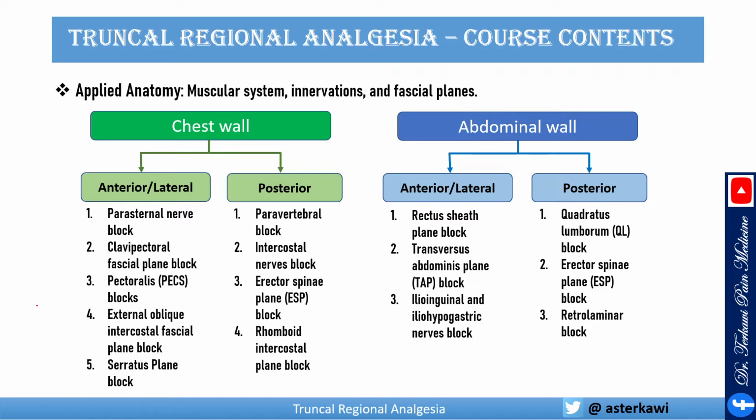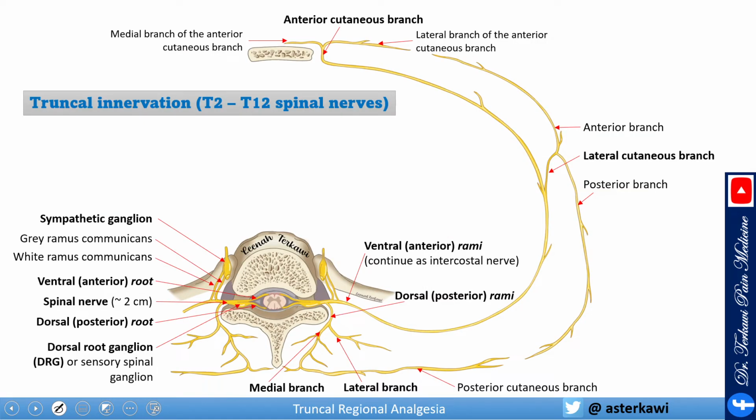Hopefully you had the chance to watch the first lecture, which gives you the fundamentals of truncal regional analgesia, a lot of anatomy, and then for each of these blocks, as you see here, I have a separate video. This is the most important anatomical picture, especially for this video. We're talking about the intercostal nerve block.